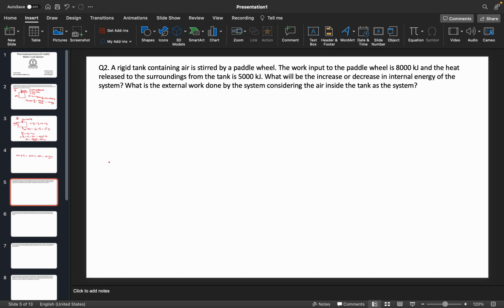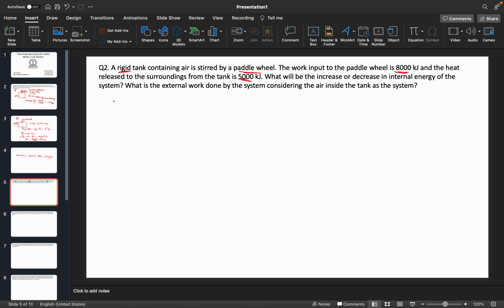Okay, now let us go to the next question. A rigid tank, I'm underlining the important terms. A rigid tank containing air is stirred by a paddle wheel. The work input to the paddle wheel is 8000 kilojoule and the heat released to the surroundings from the tank is 5000 kilojoule. What will be the increase or decrease in internal energy of the system?